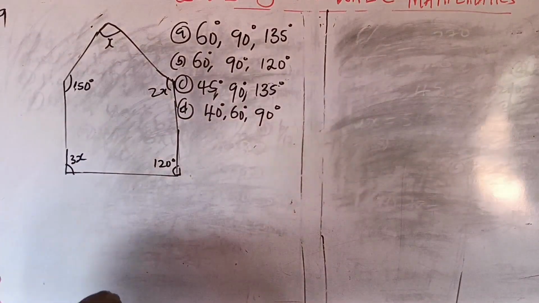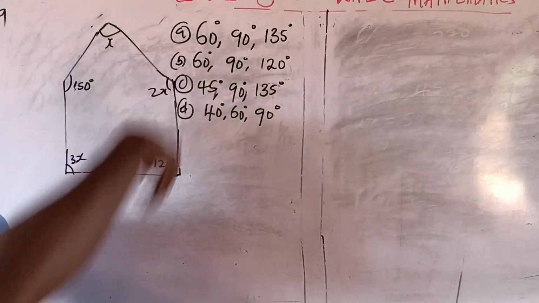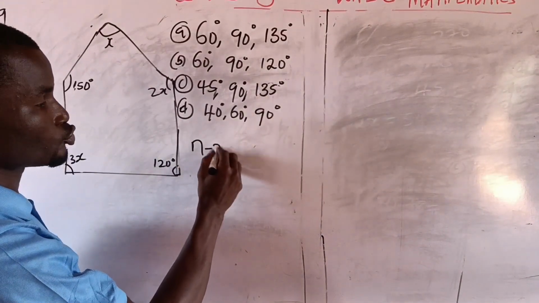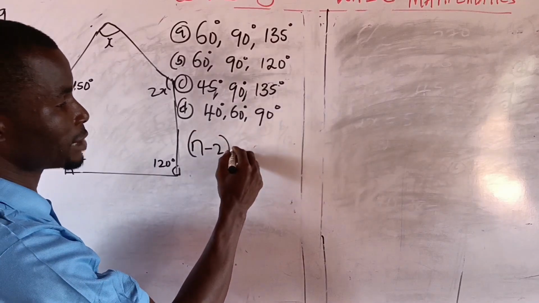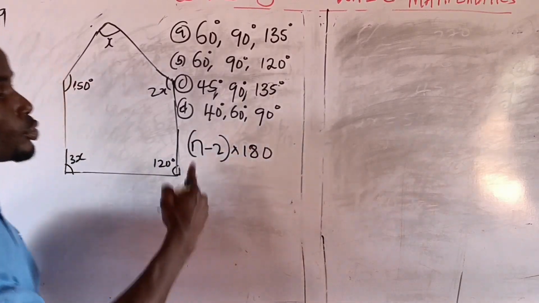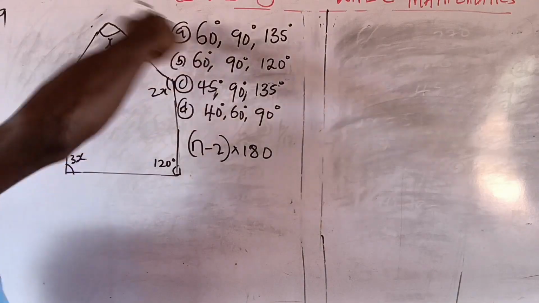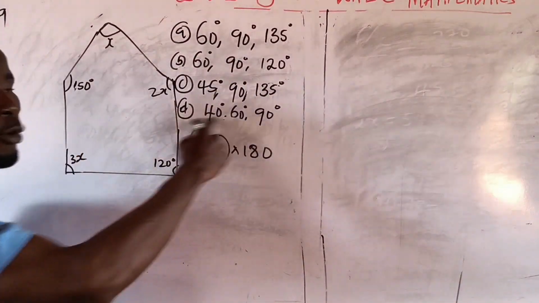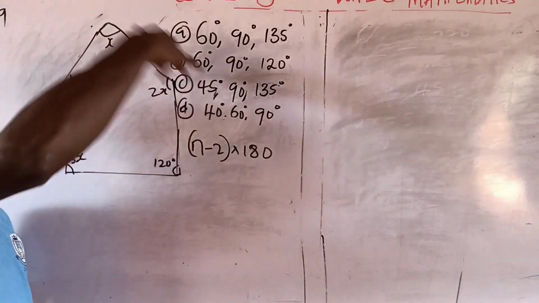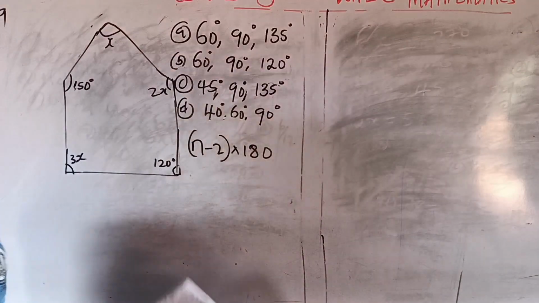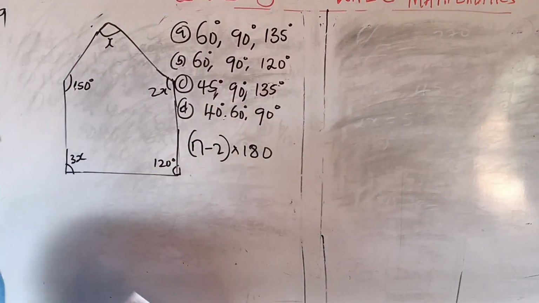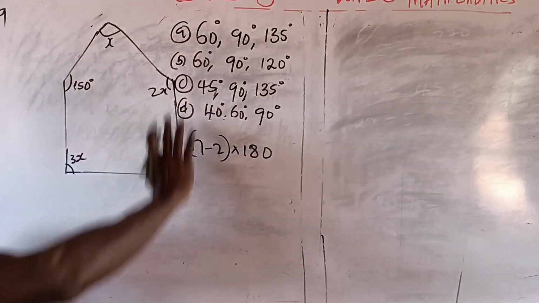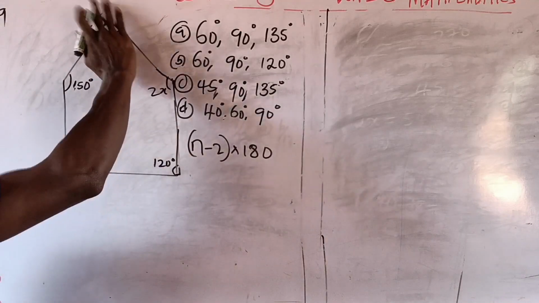And to calculate the sum of this, it has a formula which is (n minus 2) times 180. So that is to know the sum of the angles of any polygon. This is the formula to apply in order to know the sum of any polygon. Having known this n, the n means the number of sides. So we have 1, 2, 3, 4, 5.